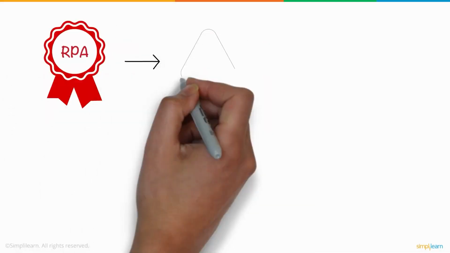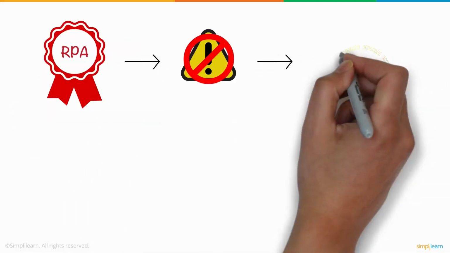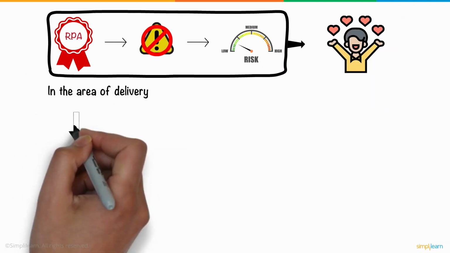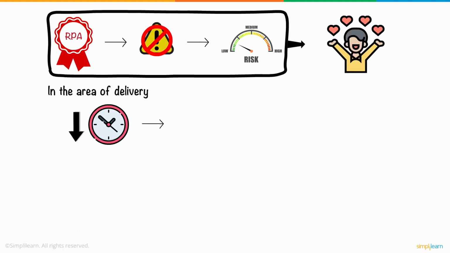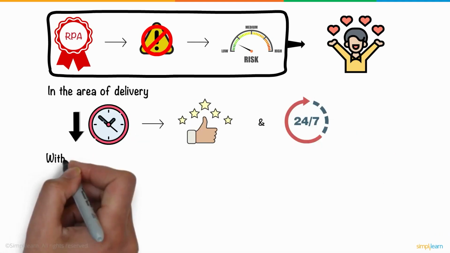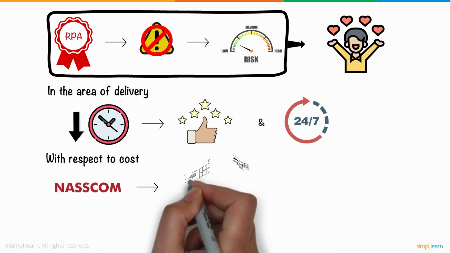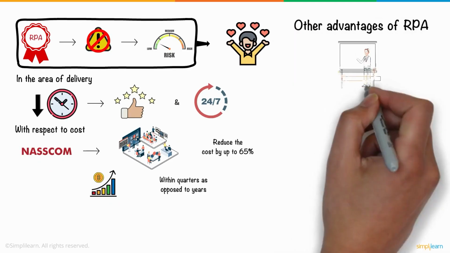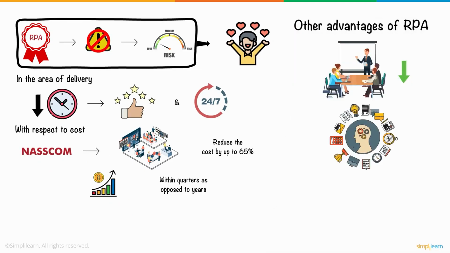RPA ensures consistent, error-free output, leading to reduced operational risks, which in turn results in customer satisfaction. RPA improves productivity by reducing manual tedious work. In the area of delivery, RPA can help decrease the average handling time, and this enhances the customer experience and ensures 24/7 business continuity. In accordance to cost, domestic businesses can reduce their costs by up to 65% through the use of RPA. Other advantages of RPA include reduced training costs, minimal utilization of IT resources, and scalability, which is crucial when your company is constantly growing.